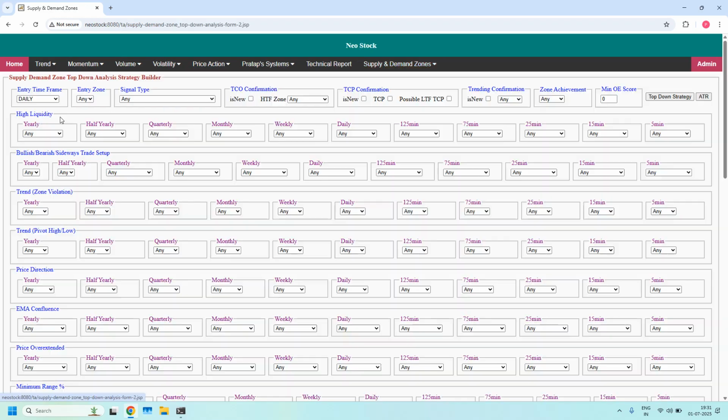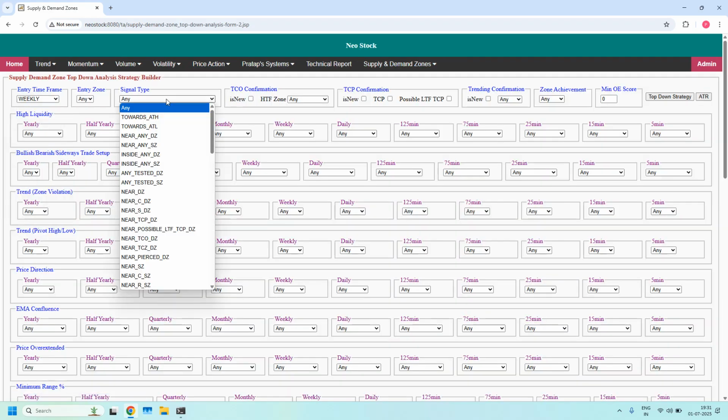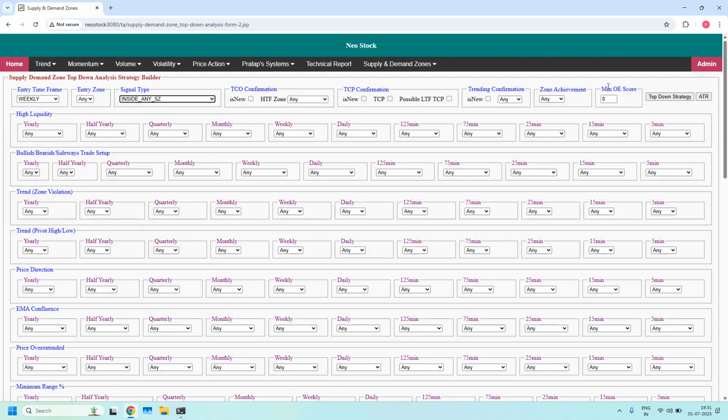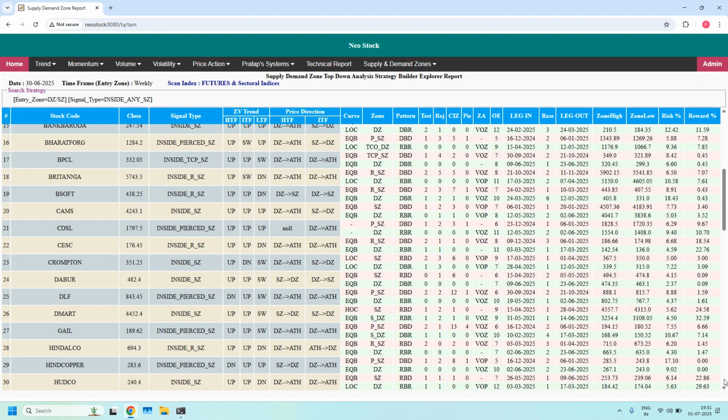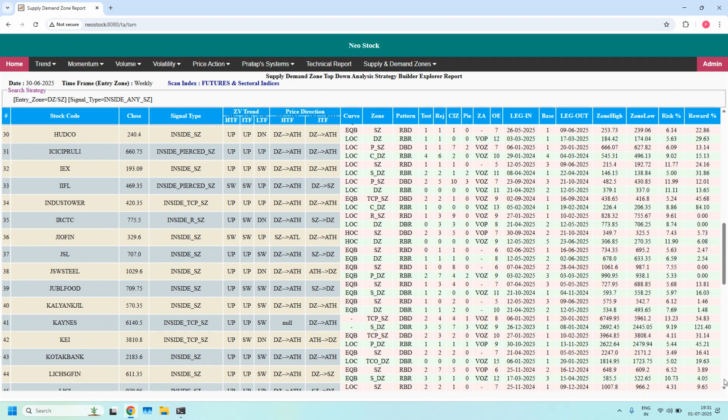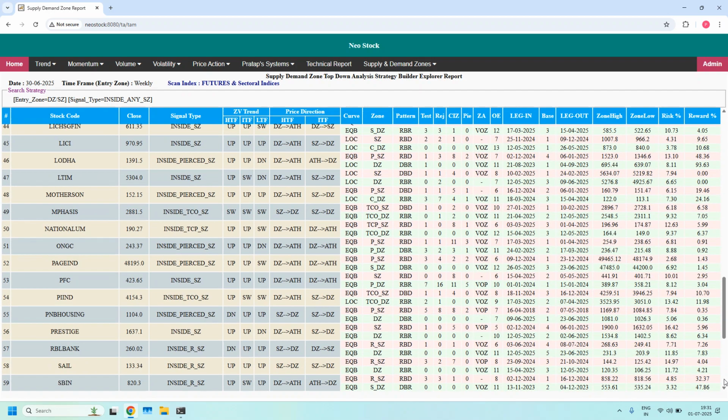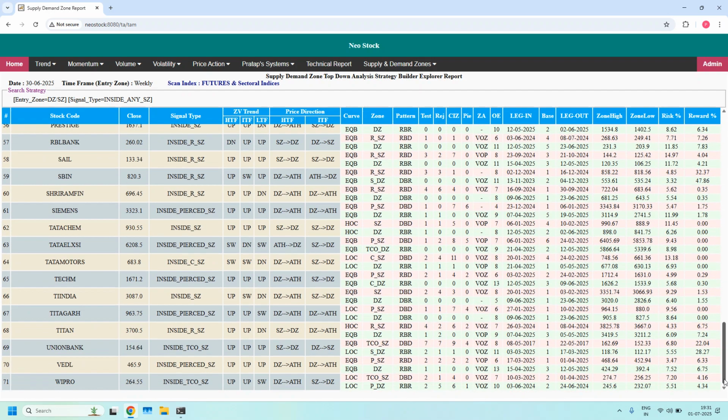Okay, next, price closed inside the weekly supply zone. First 15 stocks in the list. Scrolling the list down. Total 71 stocks are filtered.